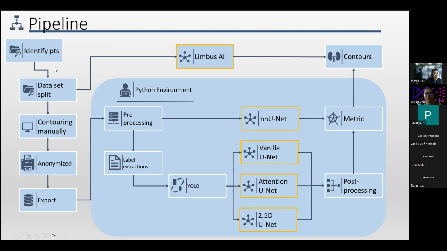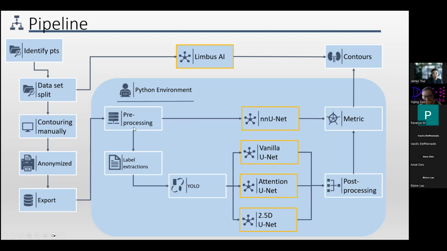So the pipeline: identify the patients, data set, split training and validation, contouring. The manual contours are already done by Sinjud. All of the patients are anonymized, and the whole thing is exported into a Python environment. For Limbus AI, we don't need to. Essentially, we can just get it directly, because there's no training involved.